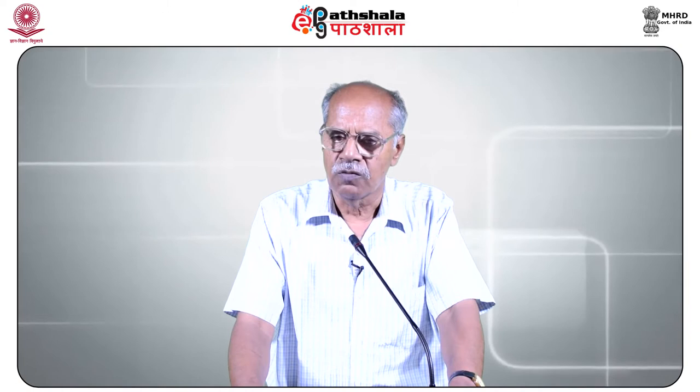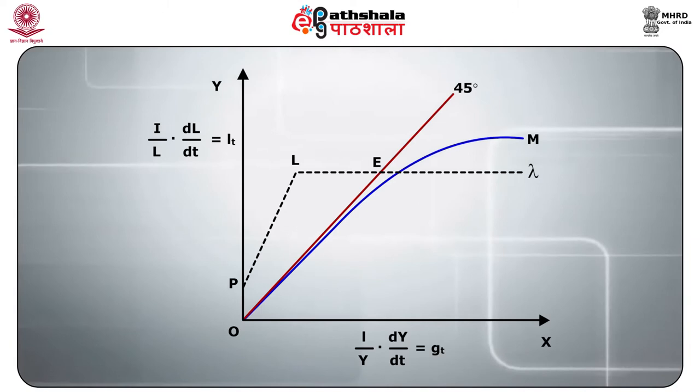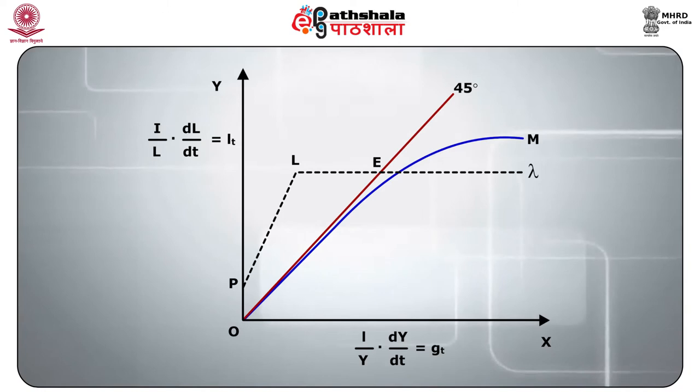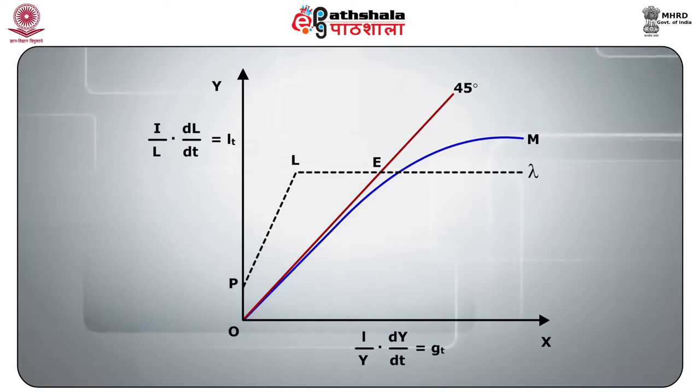Now, in figure, on horizontal axis we are showing growth rate of income. On vertical axis we have the growth rate of population. Curve OM is the growth rate of income. Curve P L lambda is the curve showing the growth rate of population. As the growth rate of income increases, growth rate of population also increases till it approaches lambda.